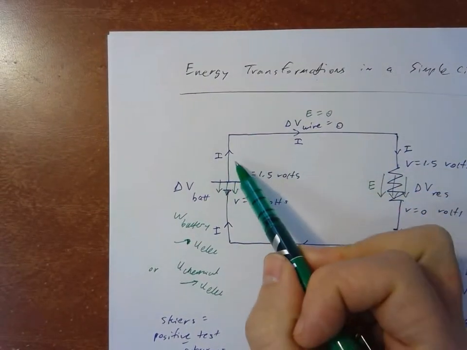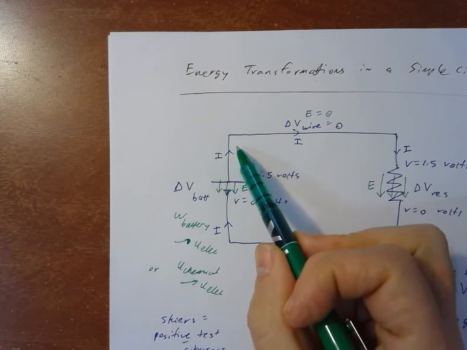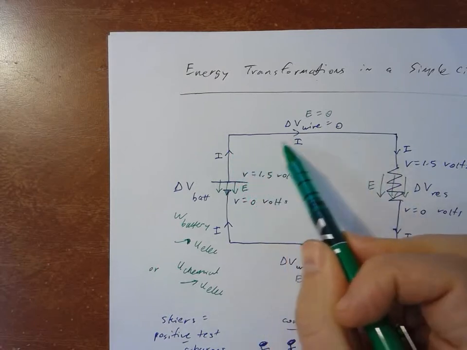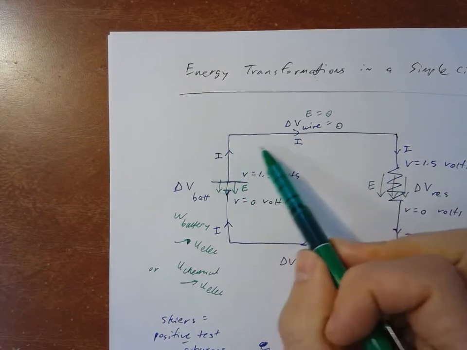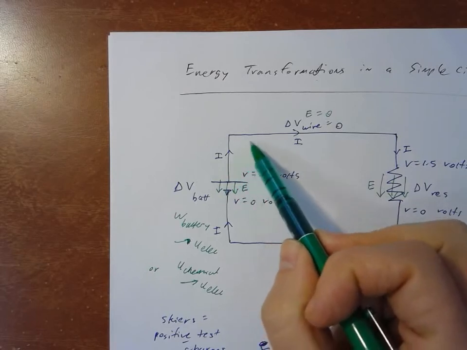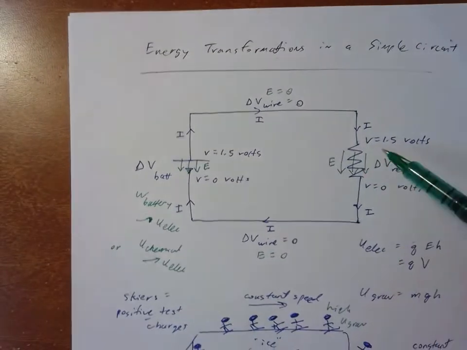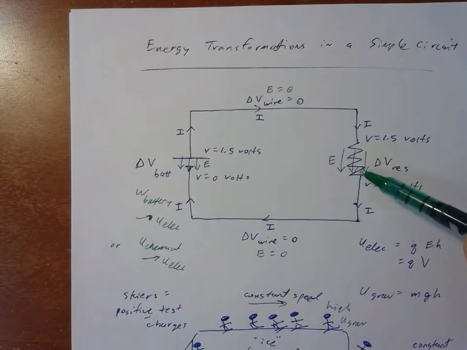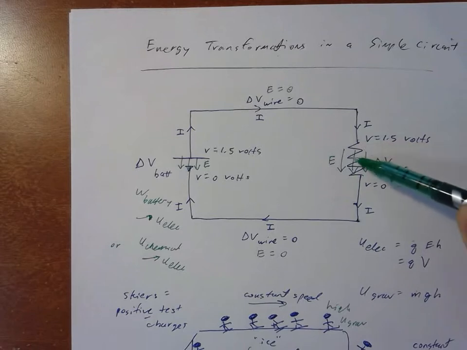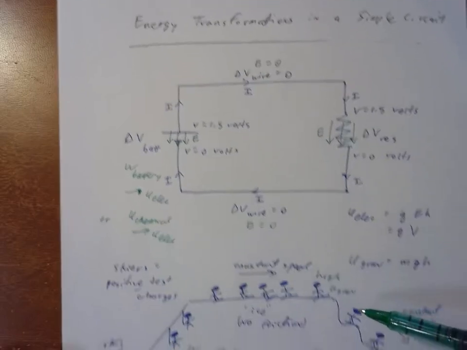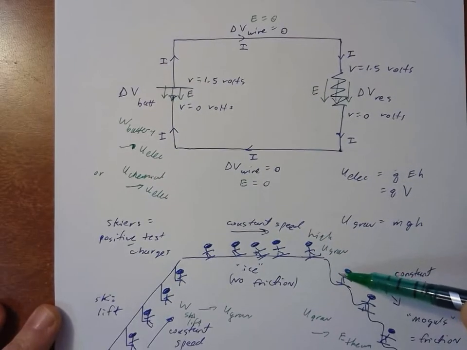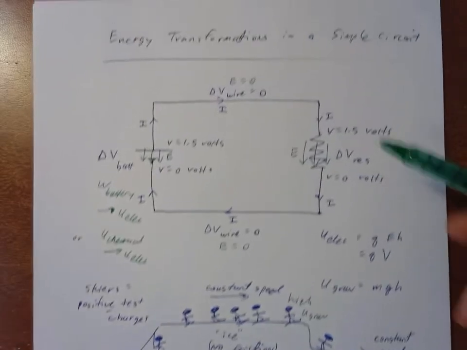Once the positive charges are here in this wire, they're just going to move at a constant speed. There's no resistance in wires. There's no friction. So they just maintain that constant speed like skiers on a level slope. When they get over to here, they're going to encounter resistance from this resistor, but there's also going to be an electric field pushing them down to lower voltage, just like the skiers had a gravitational field pushing them down to the bottom of the mountain.